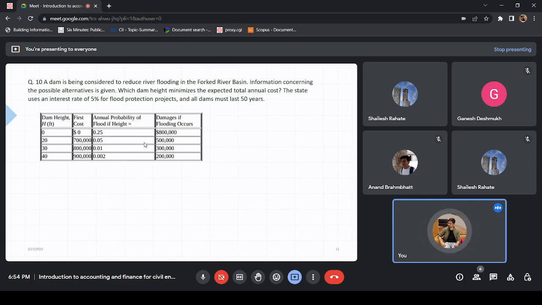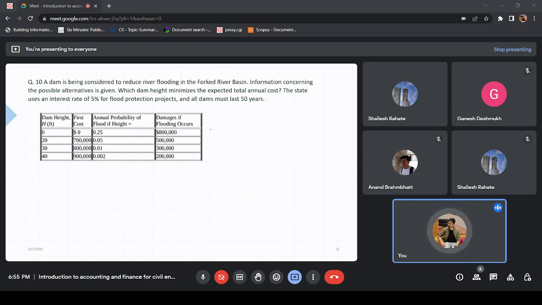You have been given the first cost, the annual probability of flood, and damage if flooding occurs. In case there is no dam built, you know that this cost would be zero. But what about the damage due to flood? There is a 25% annual probability that flood will occur. So this year the probability of flood occurring is 25%. So the damages if flooding occurs, how much does it become?